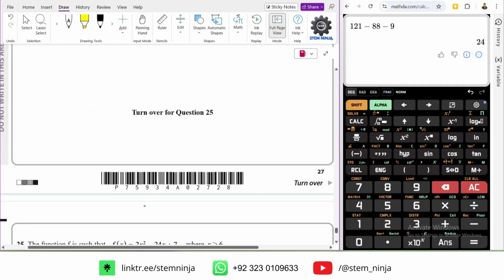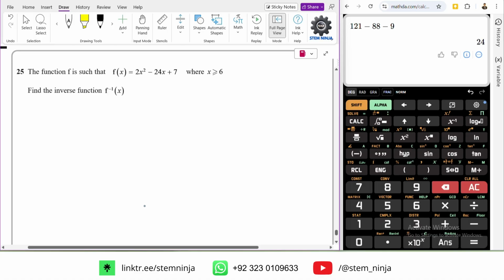Right, moving on. The function f is such that this is equal to this, where x is greater than 6. Find the inverse function f inverse of x. Okay, so for the inverse of a quadratic function, remember, it only works if we have at most half the function, because otherwise the vertical line test will fail.